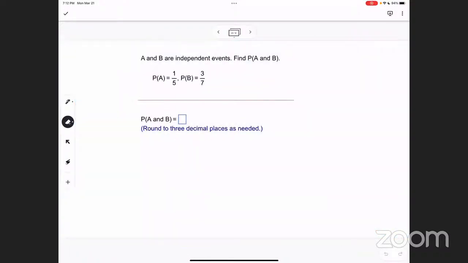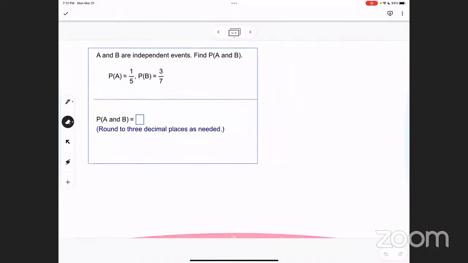Moving along. A and B are independent events. Find the probability of A and B. Independent events, you just multiply them? Do you have the formula?